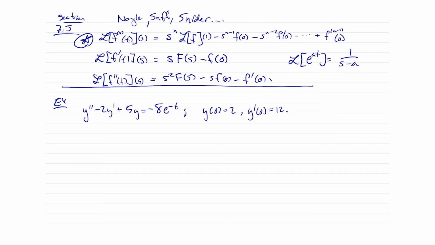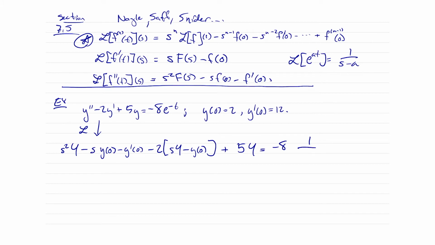Since we know that the Laplace transform is linear, I can do this term by term and add them back together. So in the Laplace domain, we get s squared times big Y minus s times y of 0 minus y prime of 0. Then I have minus 2 times s times Y minus y of 0. Then I have plus 5 times Y. This is equal to minus 8 times 1 over s minus a.